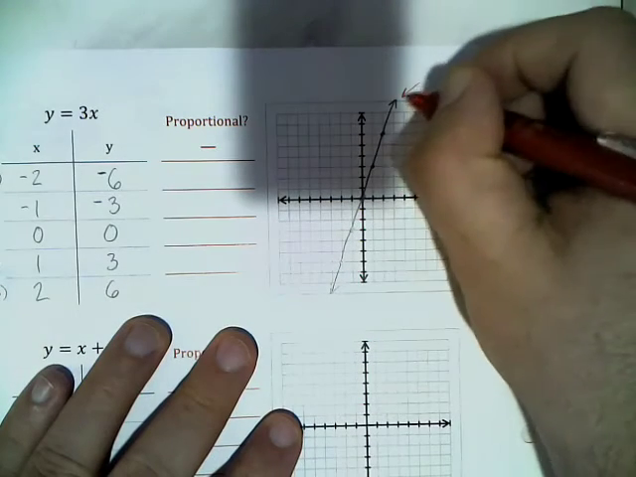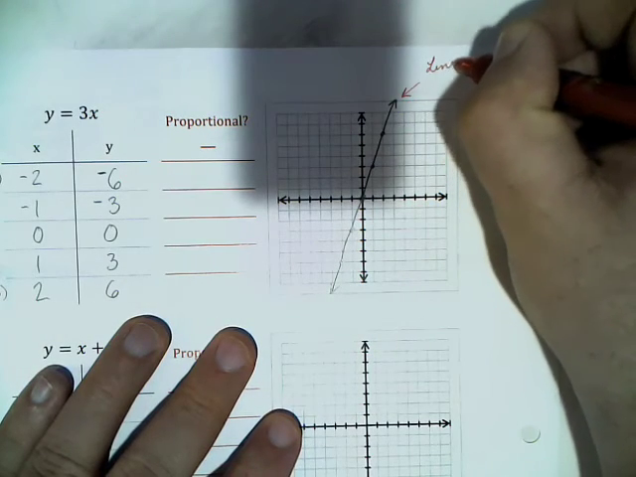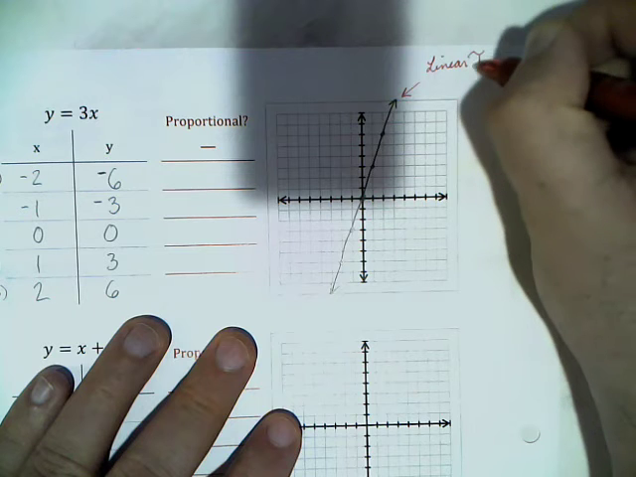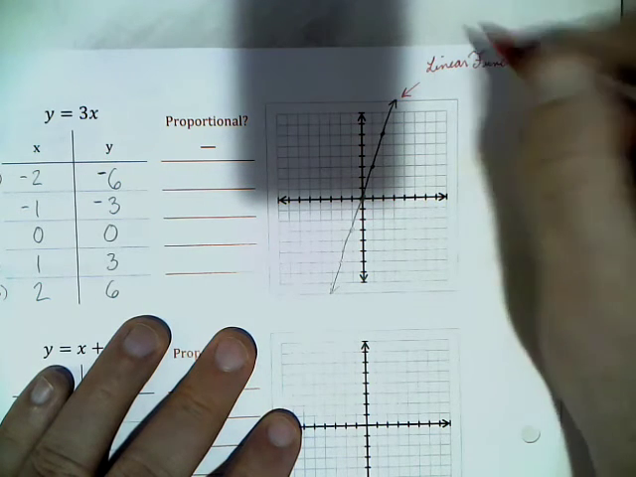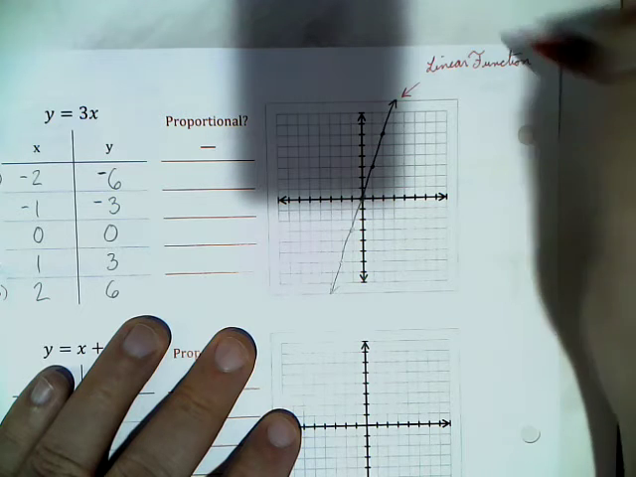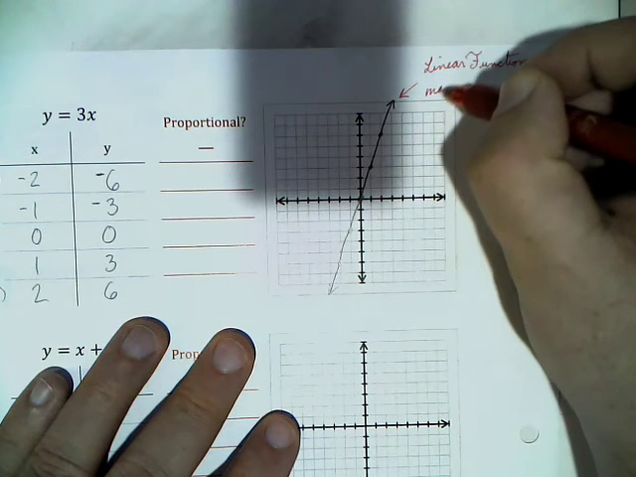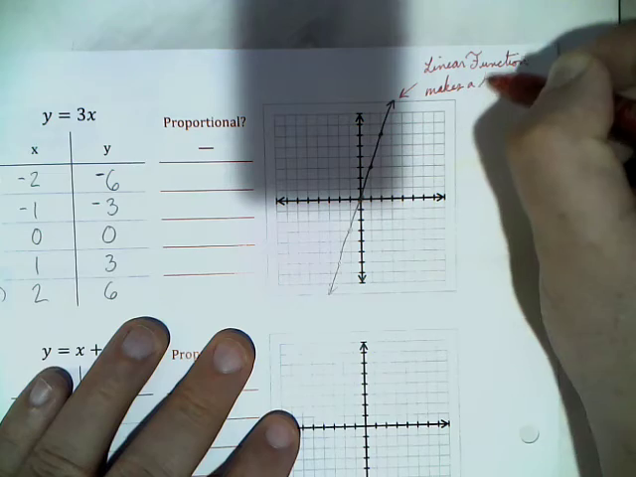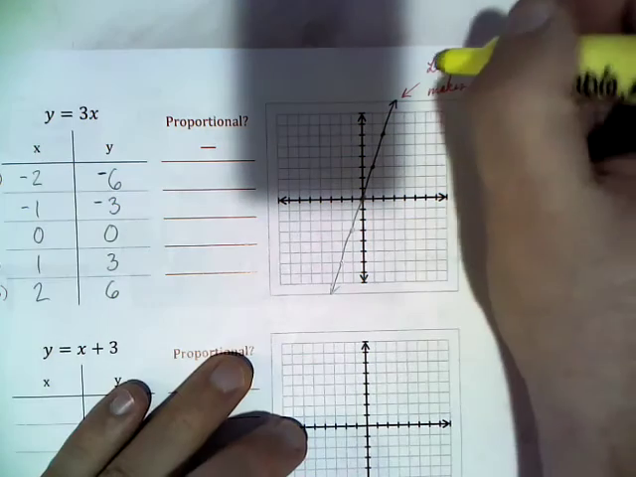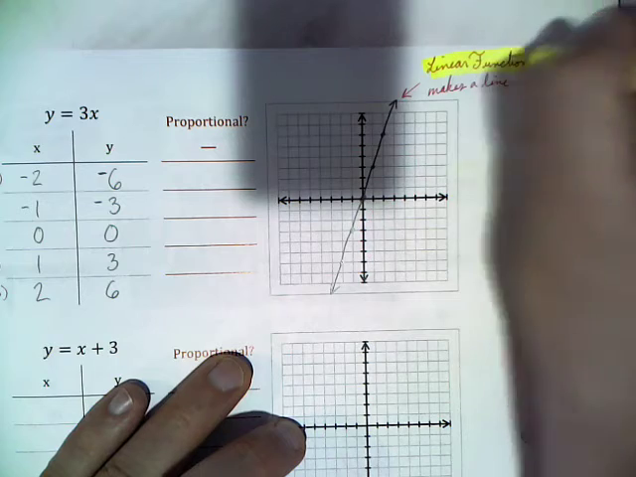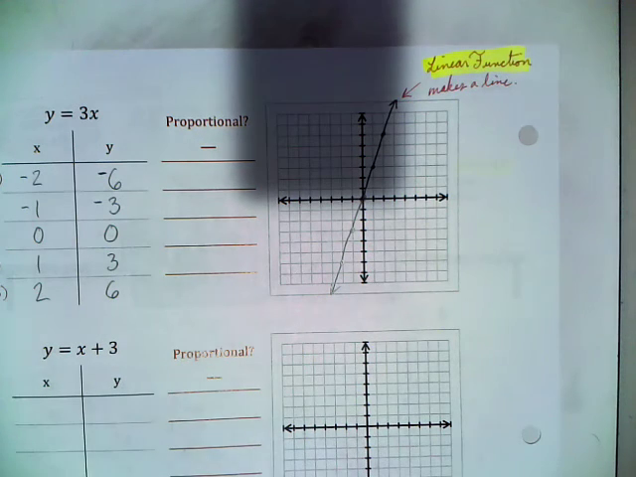And so since these make a line, this actually is what's called a linear function. So linear function, because it makes a line. And that is a vocab term there. So linear is just the adjective for line.